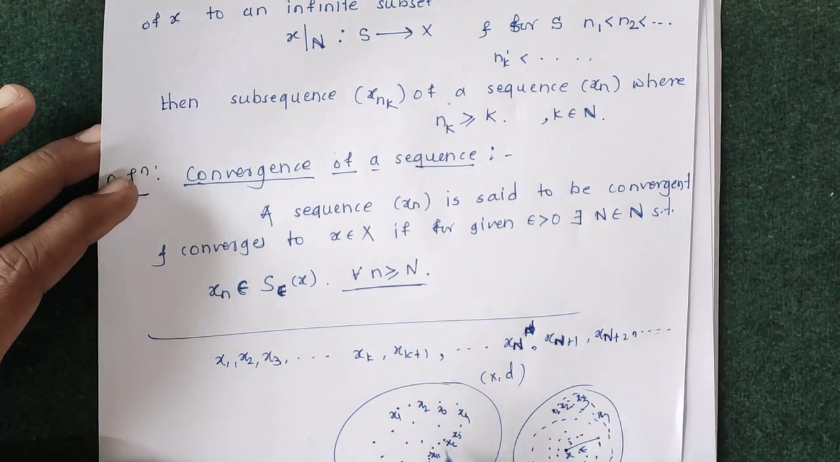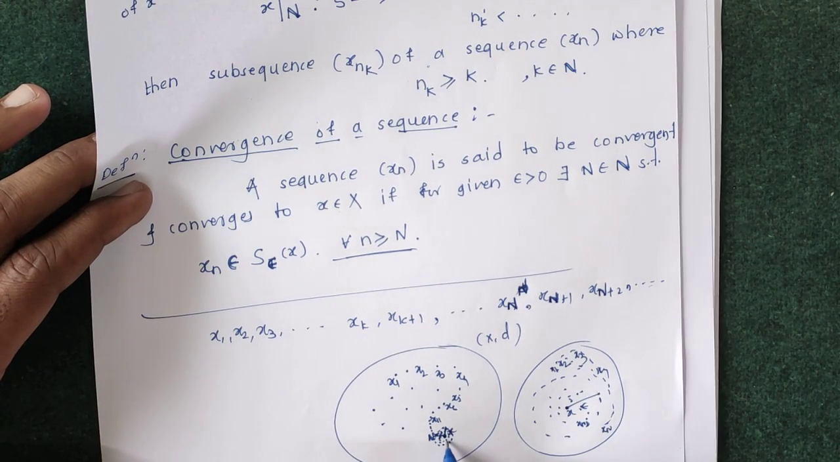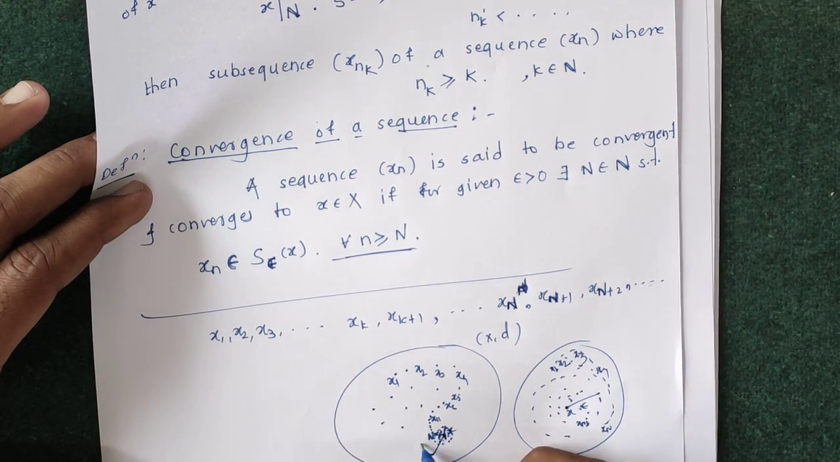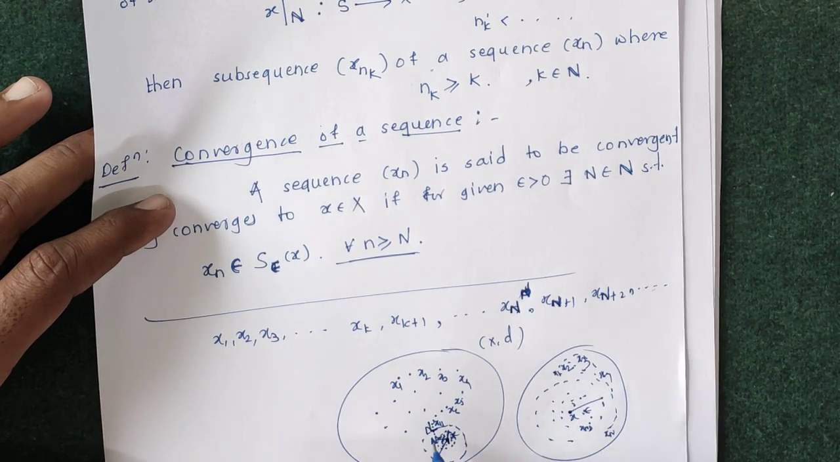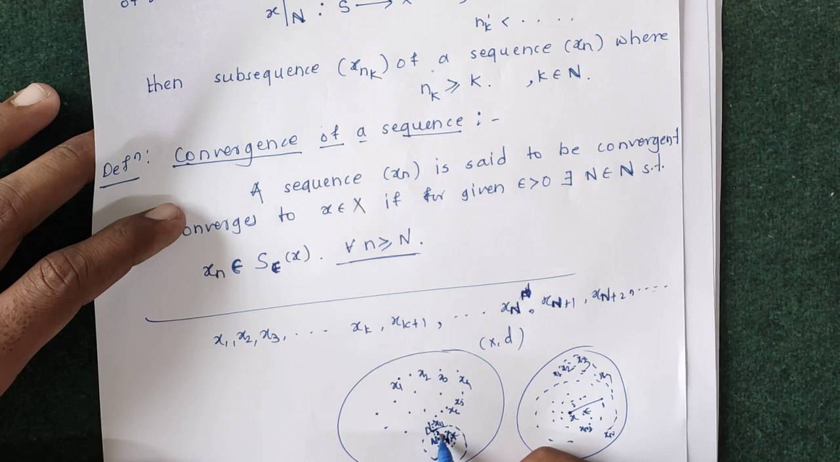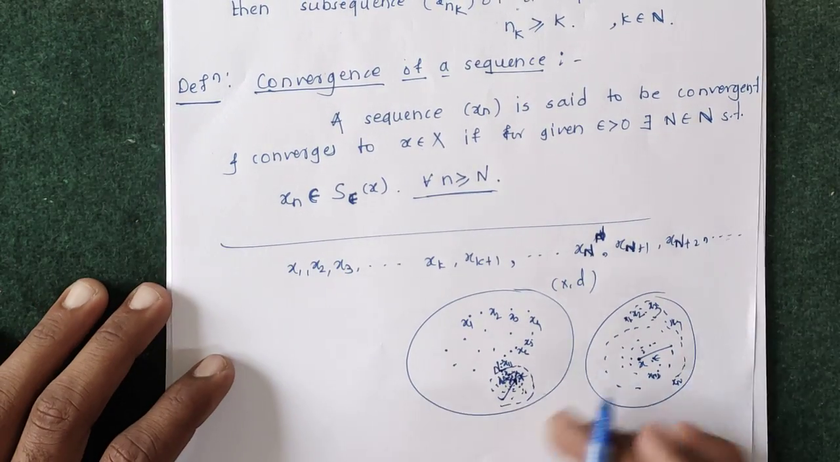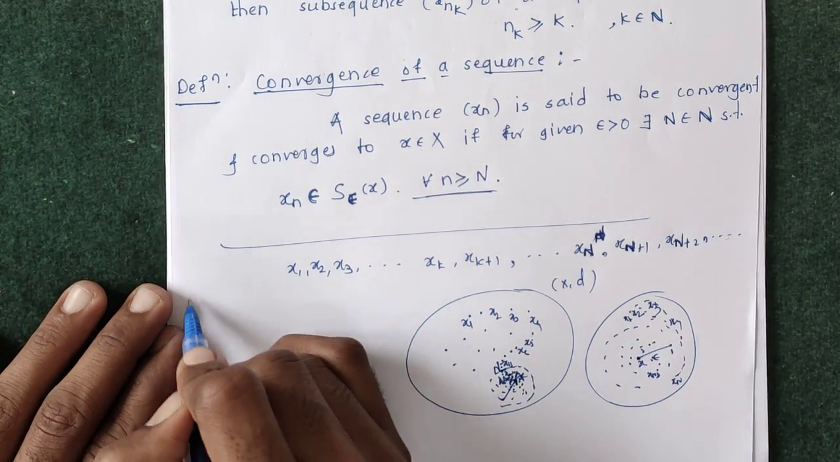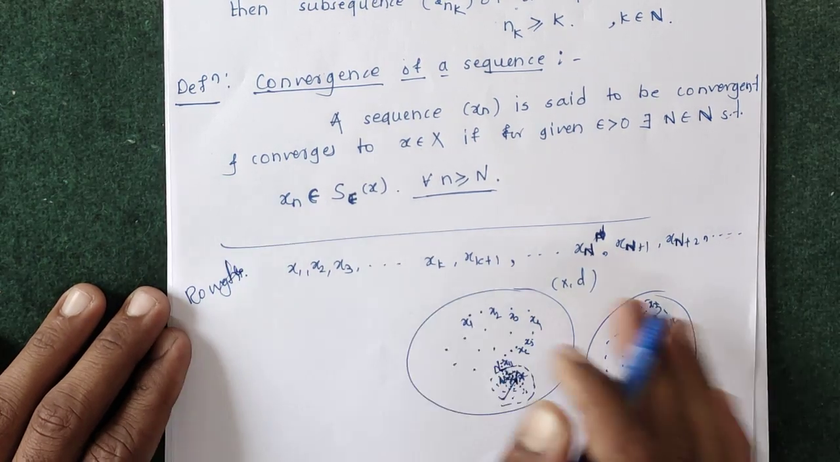We say that a given sequence is convergent if for every epsilon positive, if we take this epsilon and draw the open sphere, then there is some n, and for this n all the remaining elements, that is xn plus 1, xn plus 2, must be close to this x. Then we say that the given sequence is convergent and converges to this point x. This is just rough work, there is no need to write this in your notebook.